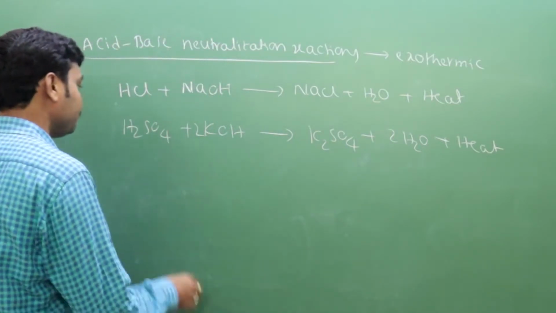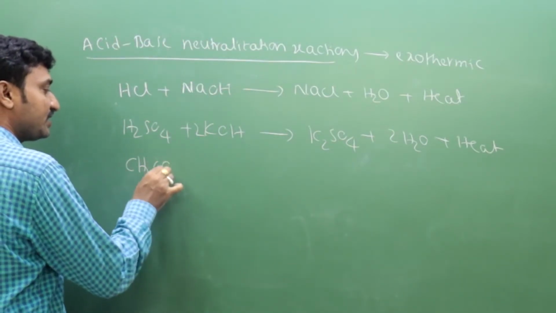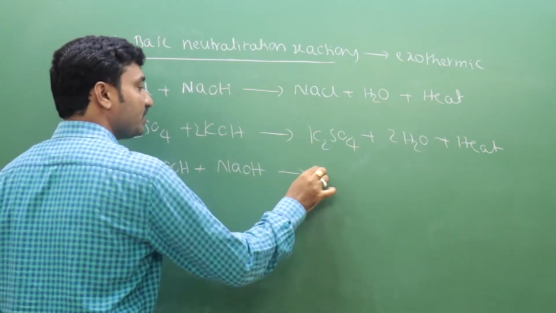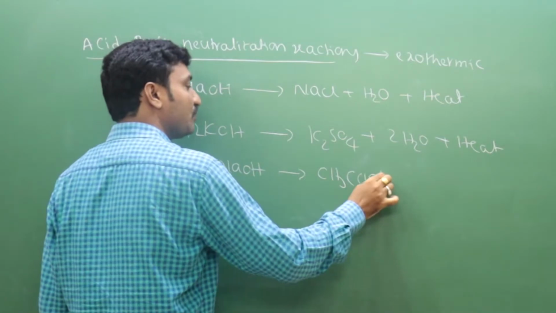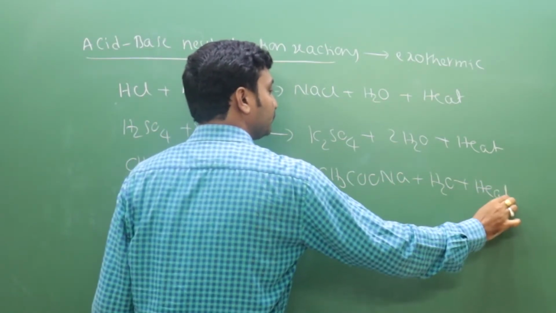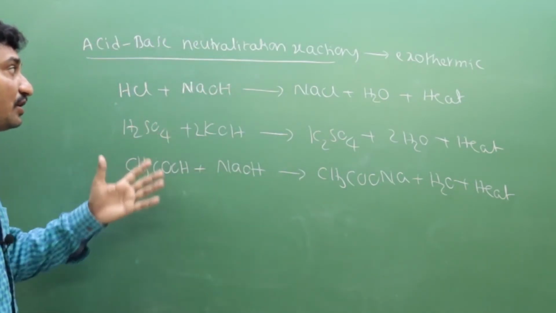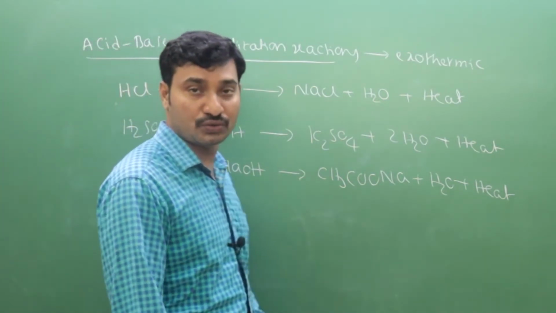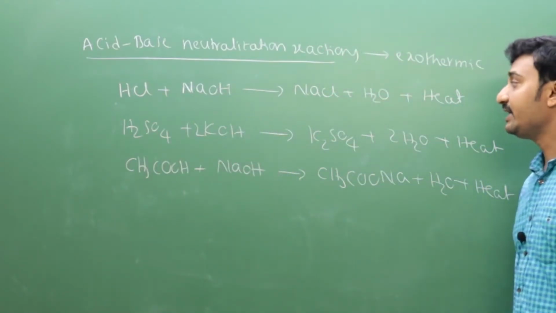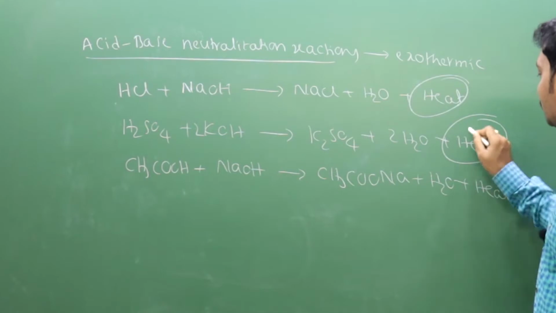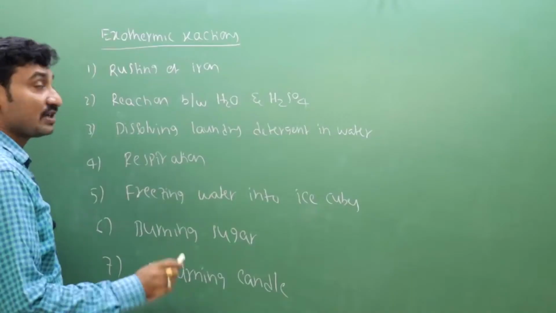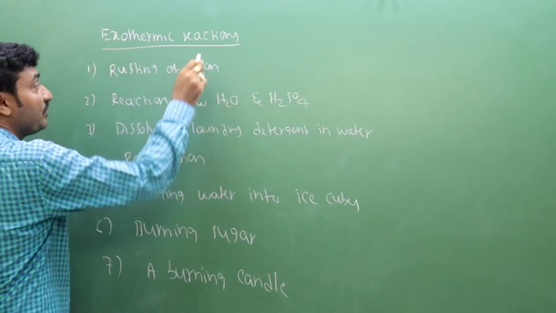Next one, CH3COOH acid plus NaOH base gives rise to CH3COONa plus H2O plus heat. So acid base neutralization reactions are also exothermic reactions. In the neutralization, heat is evolved. That's why these reactions are exothermic. Got it? Some more examples for exothermic reactions.